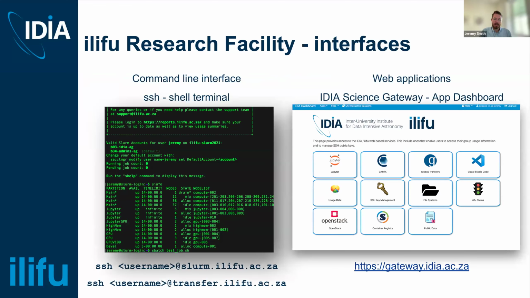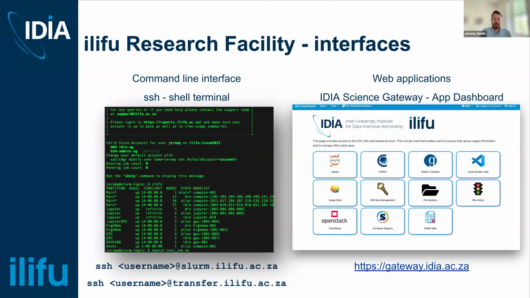In terms of accessing ilifu or using the services, there are two main methods of interacting with ilifu services, either via a command line interface using a shell terminal or through web applications, which you would access using a browser. If you want to submit jobs to the large pool of resources in the Slurm cluster, you'll want to use the terminal interface to connect remotely to ilifu. Via a terminal, we use SSH or a secure shell, and the authentication method is managed using SSH keys, which I'll touch on in more detail shortly.